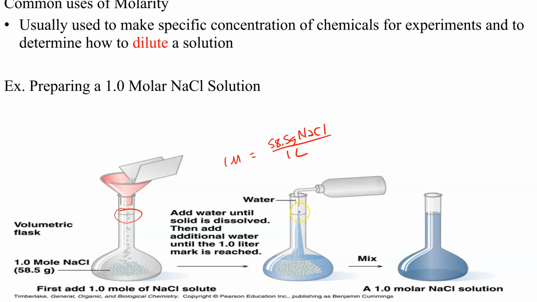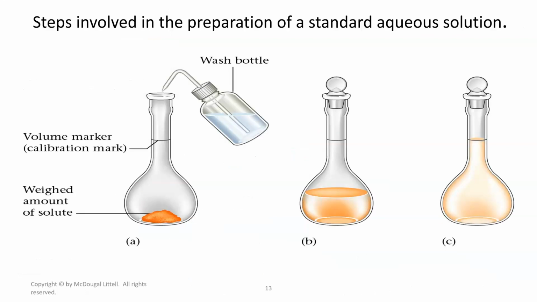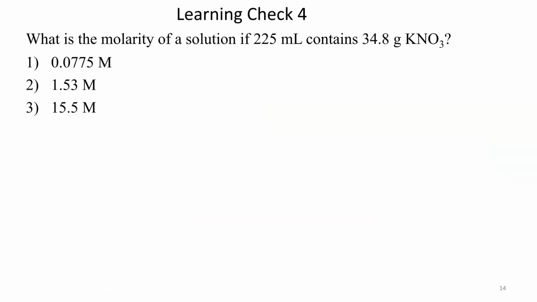Done deal. So how do you avoid that? Half fill it with water, dissolve it all, and then fill it to the line. That's how you avoid it. So that's how you make a solution in a volumetric flask. Half fill, dissolve, and then fill it to the line to make whatever volume you're shooting for. So notice once again, add the solid, half fill with water, dissolve, and go from there.